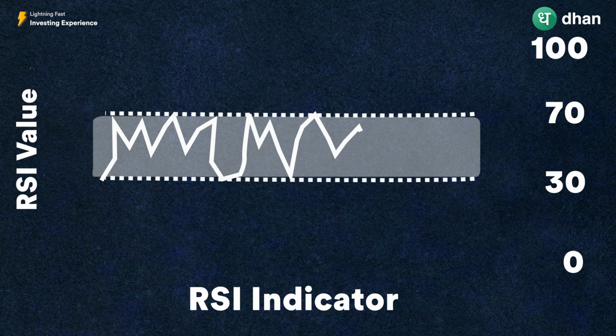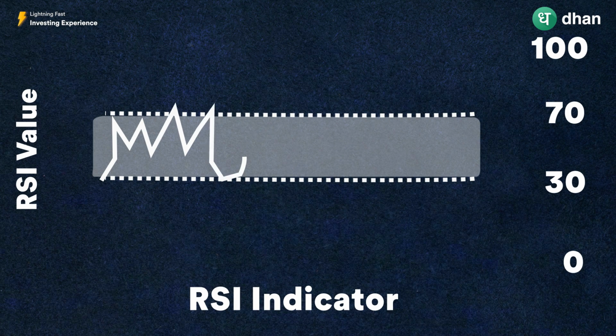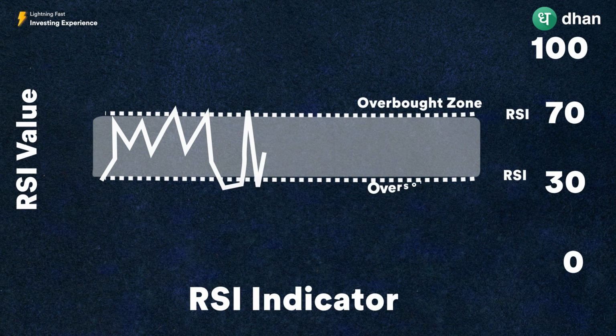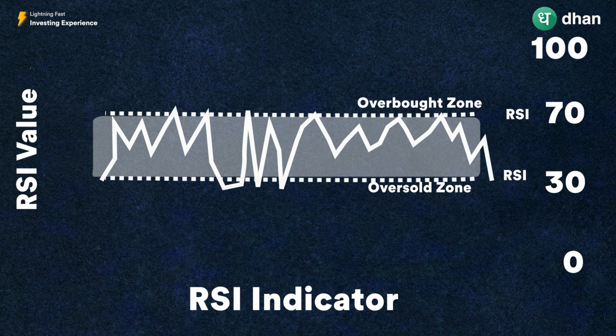Now, if you read any theory or any books, you will hear a lot of people talking about an overbought zone and an oversold zone. Overbought zone meaning whenever the RSI is more than 70, they would expect that the stock would correct because the stock is in an overbought zone. Whereas in case the RSI is below 30, people will typically say the stock is in an oversold zone and we should buy the stock.